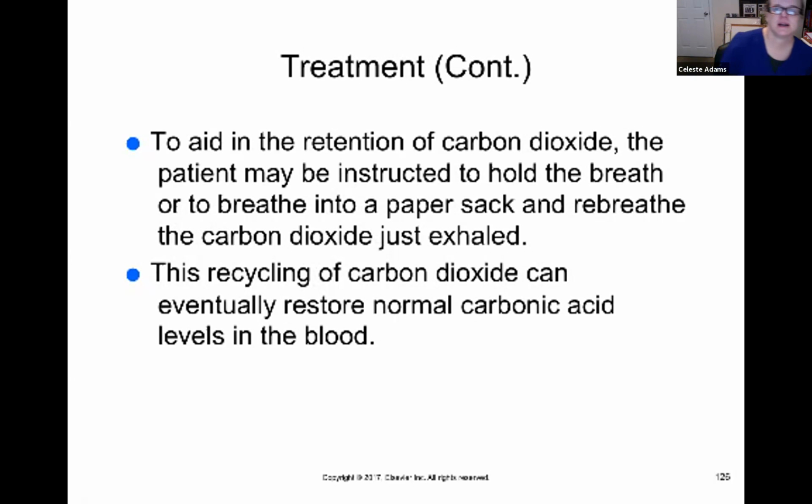Next, some more treatment for respiratory alkalosis. You want to aid in the retention of carbon dioxide, so you want to get those people to hold on to that CO2. The patient may be instructed to hold the breath or to breathe in a paper sac. We just talked about that. This recycling of carbon dioxide can eventually restore normal carbonic acid levels in the blood, or get the patient to retain that CO2, get those CO2 levels up in the blood, and reverse that respiratory alkalosis.